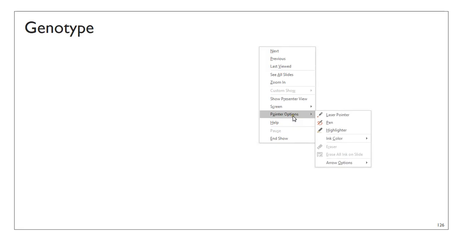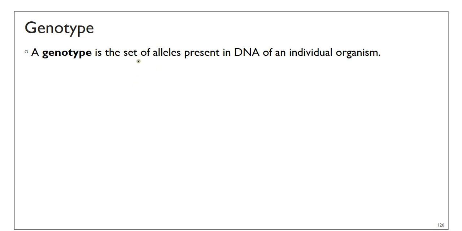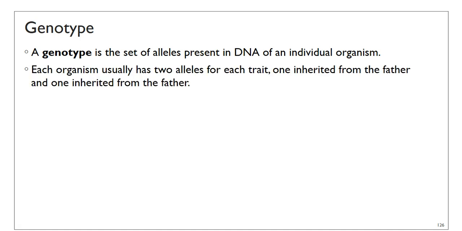Okay, so another term that you need to understand is genotype. We've talked about alleles and genes, and now we have genotype. A genotype is the set of alleles present in the DNA of an individual organism. So if you think about the idea of homologous chromosomes that we talked about when we discussed meiosis last lesson, you will always have 2 alleles for every gene because you have homologous chromosomes. So you inherit one chromosome from your father and the other one from your mother, which means that you're going to inherit one allele for the trait from your father and the other allele from your mother. So you always have 2 alleles for each trait. You would have 2 alleles for hair color, 2 alleles for eye color, for example.